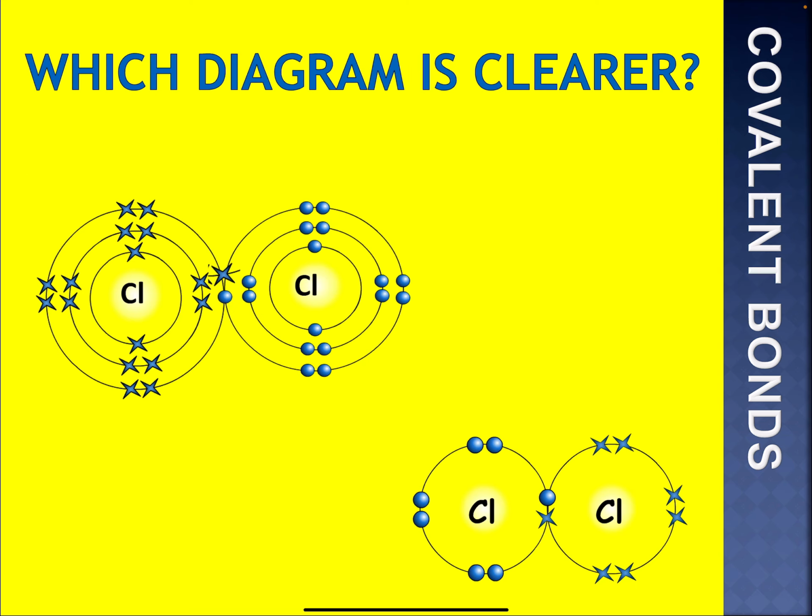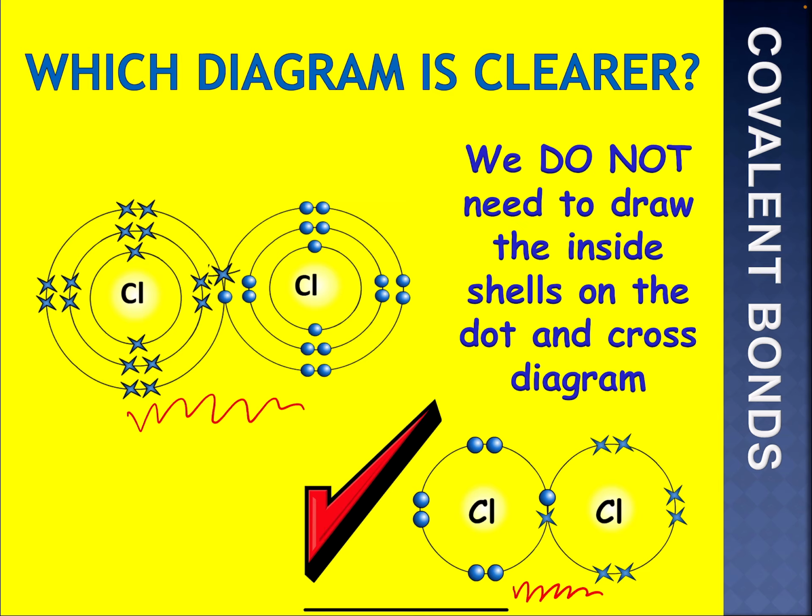Now, two ways you can draw this in the exam. You can draw it like this one, where you show all the shells, or you can draw it like this one, where you only need to show the outer shell. Which one would you prefer, or which one do you think the examiners will prefer? It's best to draw this one. Okay, just the outer shell.